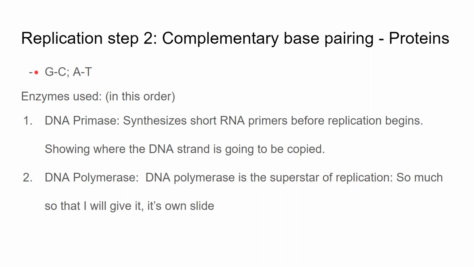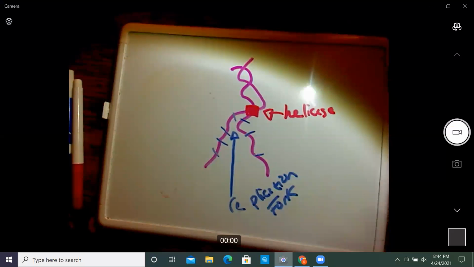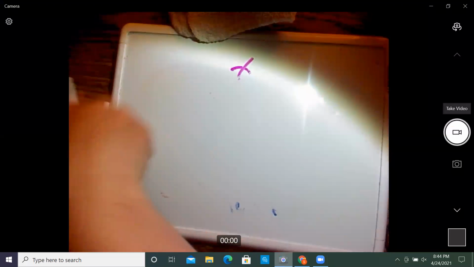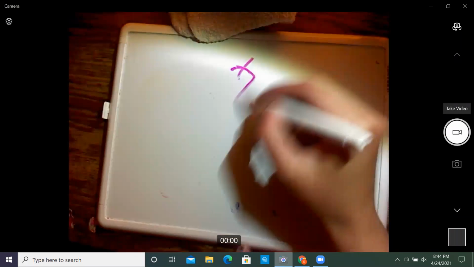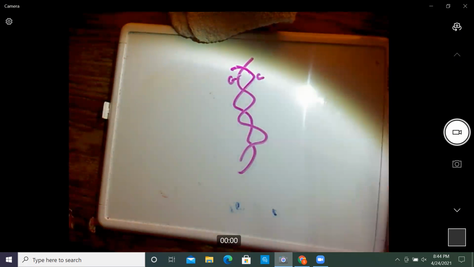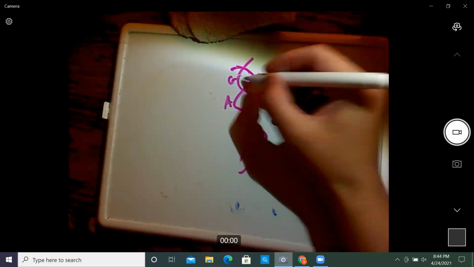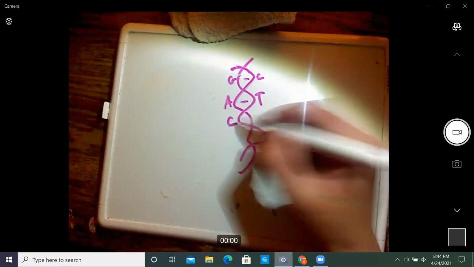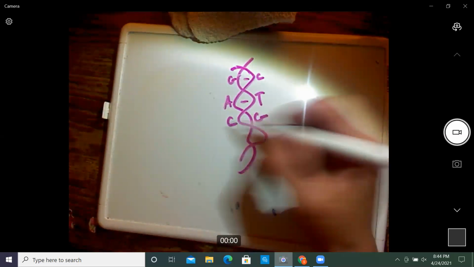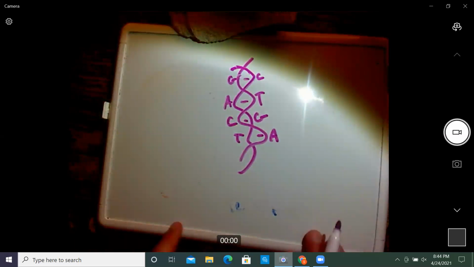So guanine always binds to cytosine and adenine always bonds to thymine. We have a double helix like this. There's a guanine here and a cytosine here. There's an adenine here and a thymine here. They always hook up in this way, or it could be the other way around, but those bases are always binding to each other.